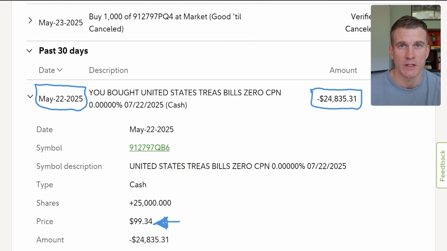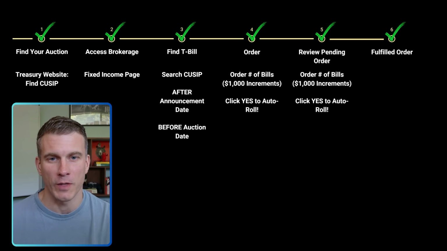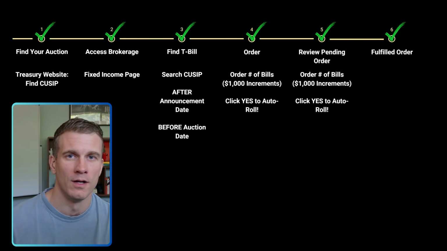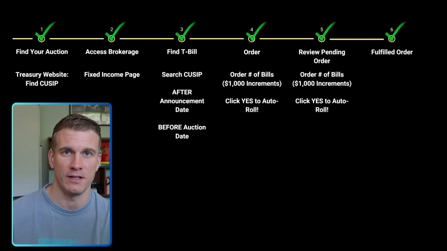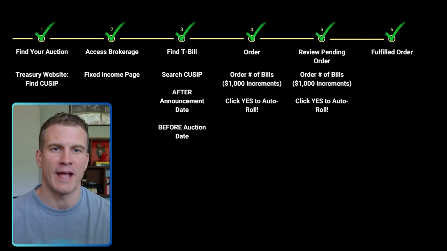So technically, Treasury bills auction at $100 increments. So for every $100 face value T bill, I bought them at $99.34. So the 66 cents of difference is basically my profit for every $100 T bill. All right, so here we are at all steps completed. So we found our auction, we went to our brokerage, we found our T bill, we placed our order, we made sure that our order was correct in the pending order page, and then we fulfilled our order, which is what appears a few days after auction.